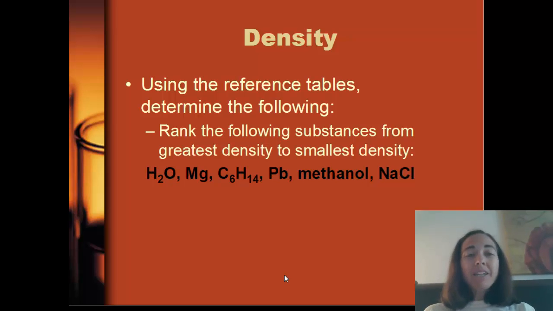Alright, and then finally, density is another physical property that you have a table for in your reference packet. This problem is in your guided notes, so one more time, pause the video and see if you can find the density values in the packet and rank these substances from the largest density to the smallest one. Good luck!